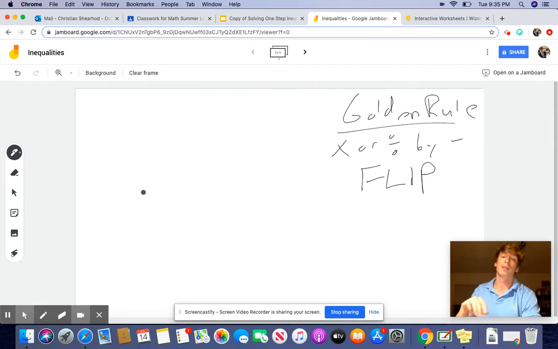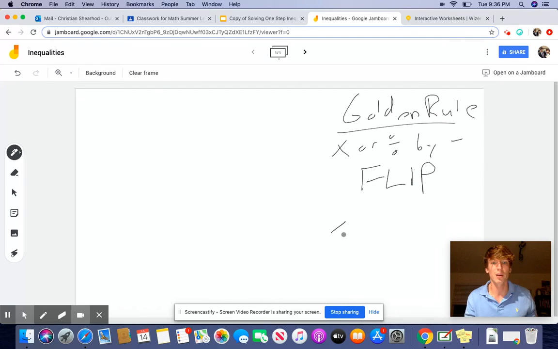Like the equations we were doing last time, I think it's just easier to learn on the go, pretty much. The more you do it, the more comfortable you're going to be with it. So we have the golden rule, multiply or divide by a negative, you flip it. Other than that, we're solving it pretty much exactly like we did equations.